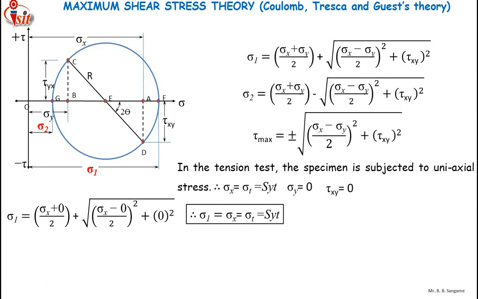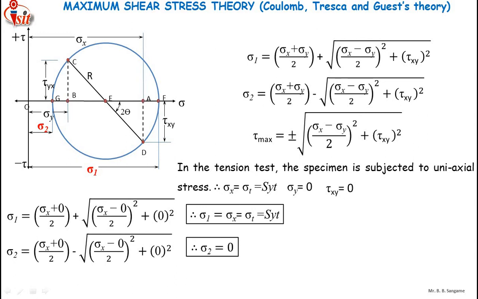Okay, next similarly I am going to put the values of sigma y and tau xy in the equation of sigma 2, that is the minimum principal stress, and tau max also. So here you can see that when I put sigma y equal to 0 in the equation of sigma 2, it will be sigma x by 2 minus root of (sigma x by 2) squared. So it will be sigma x by 2 minus sigma x by 2, which is 0. So the value of sigma 2 will be 0.